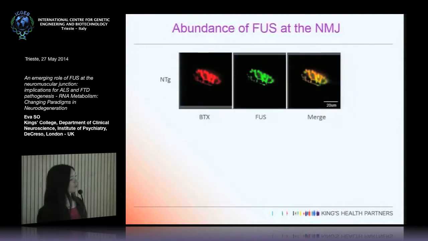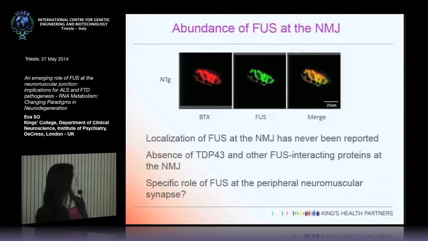So the next thing to look at is to try to localize FUS, and surprisingly, I found an abundance of FUS at the neuromuscular junction in these mice. So this is a non-transgenic normal mouse. And so I stained this with FUS and bungarotoxin. As you can see here, there is a perfect colocalization, which suggests that FUS is highly abundant at the neuromuscular junction. So this is very exciting indeed, because up to now, the localization of FUS at the NMJ has never been reported before.